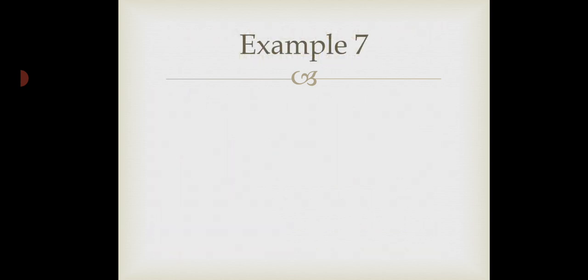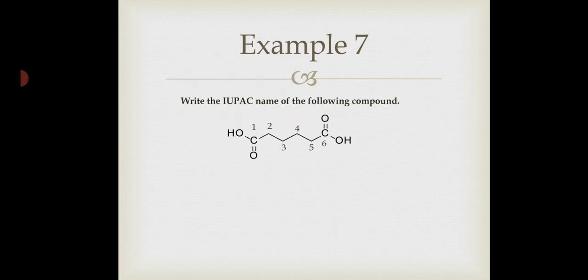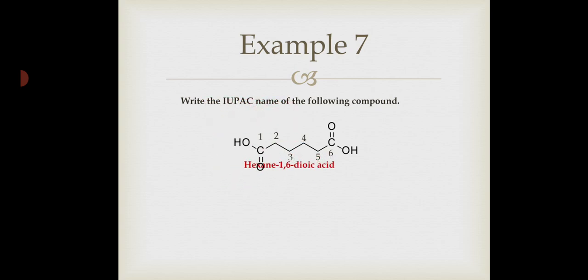In the last video, part 9, we discussed till example 6, and today we will start with example 7 and continue till example 20. Write the IUPAC name of the following compound. Easy, right? The compound has 2 carboxylic acid groups and 6 carbons in the chain. So the name is hexane-1,6-dioic acid, or you can also write it as hexanedioic acid. Both are correct.